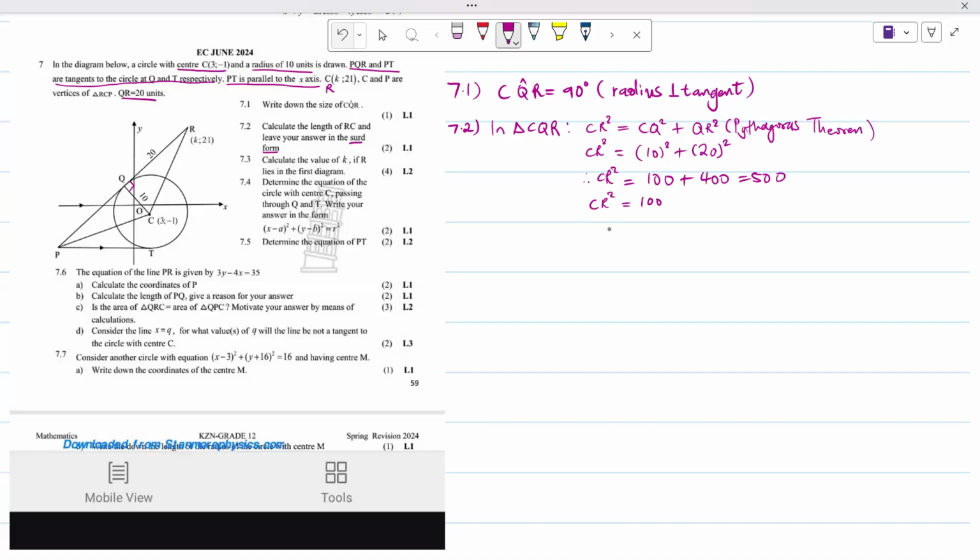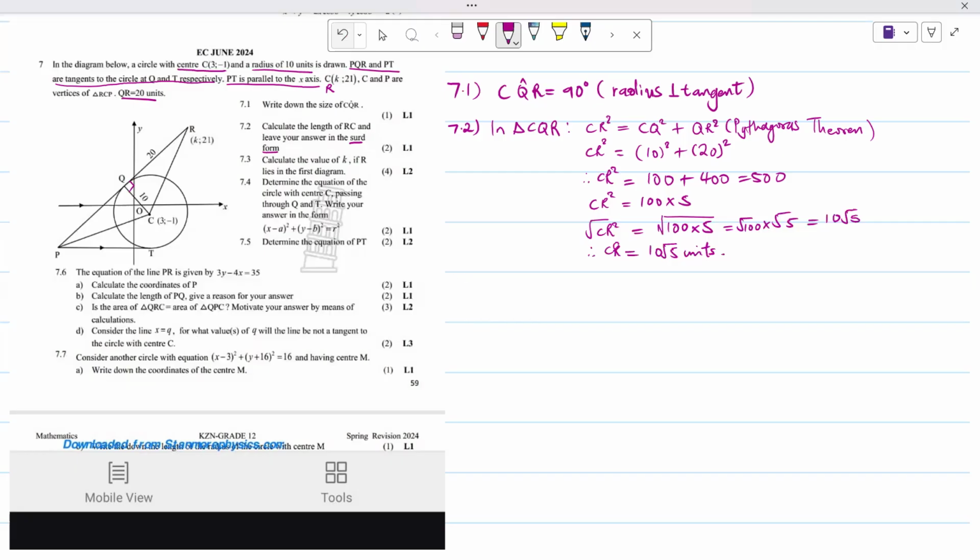Then I will take square roots on both sides. So CR squared. So we know that CR is length, so I don't have to put plus or minus here, like we will normally do when we are solving equations. And therefore, this will give me square root of 100 multiplied by square root of 5. Then this will give me 10 square root of 5. So therefore, this means the length of CR is 10 square root of 5 units, in simplified surd form.